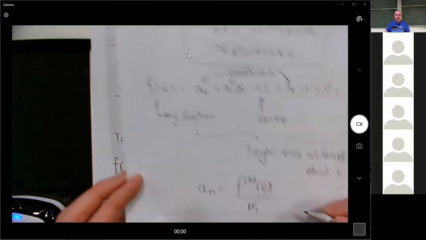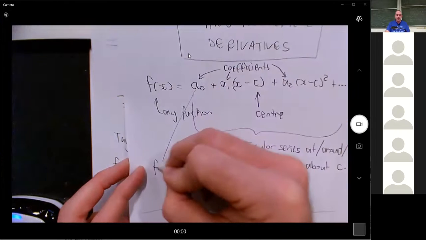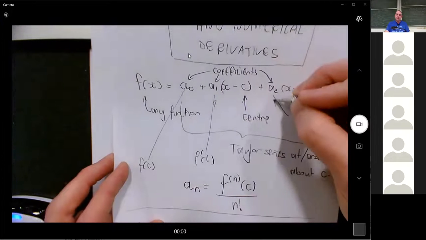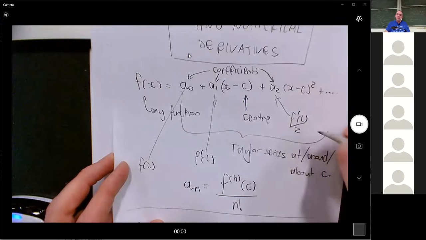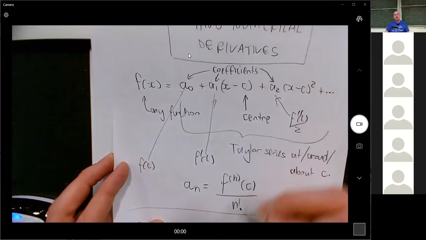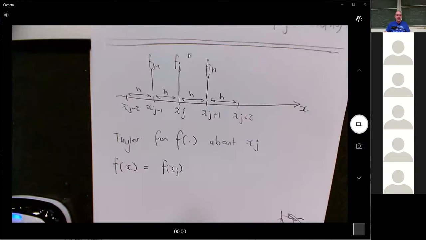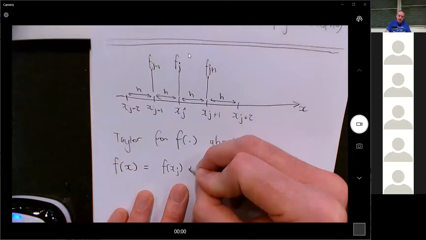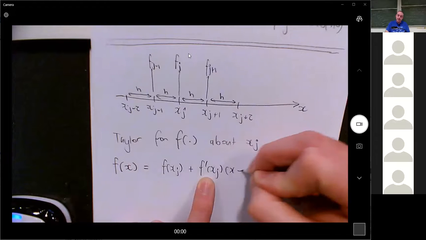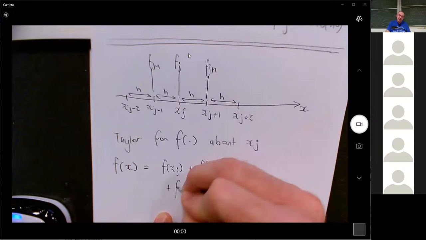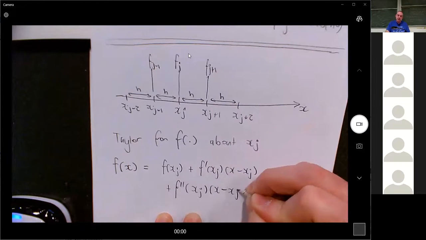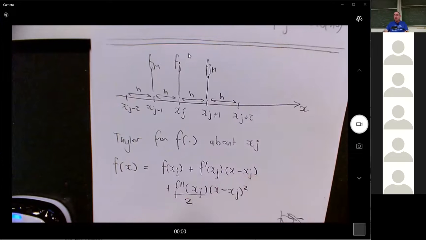So just to point out, this a naught is f of c, this is f dashed of c, this is f double dashed of c divided by 2, and then the next one is triple dash divided by 3 factorial, and so on. So it's f of xj plus f dashed of xj, because that's the c, times x minus xj, plus f double dashed of xj times x minus xj squared divided by 2, and so on for as long as you need.